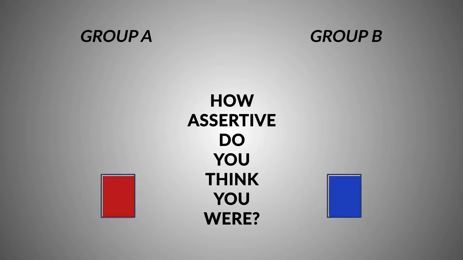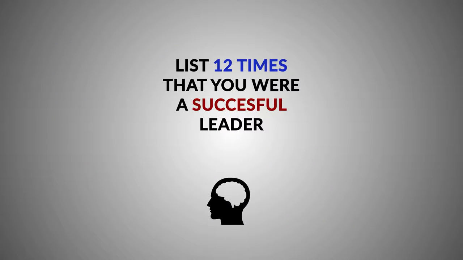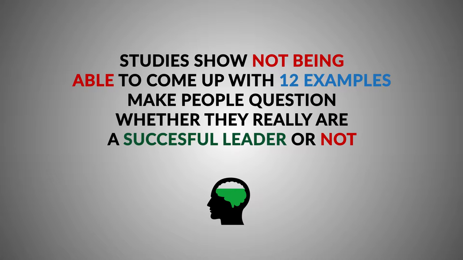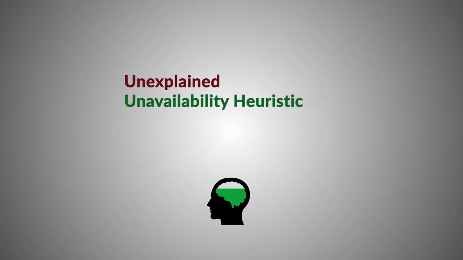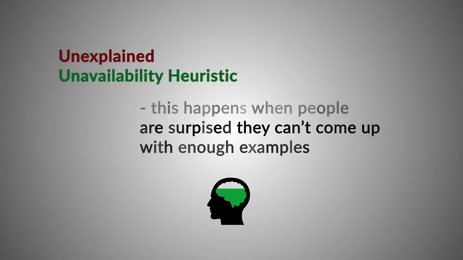Now, let's say you were in a job interview and you were asked to list 12 times that you were a successful leader. A few examples may come to mind quickly, but then it starts getting harder. Studies show that not being able to come up with all 12 makes people question whether they really are a successful leader. People think that if they are having so much trouble coming up with examples, then they must not have that attribute. This is an example of the unexplained unavailability heuristic. This happens when people are surprised that they can't come up with enough examples.